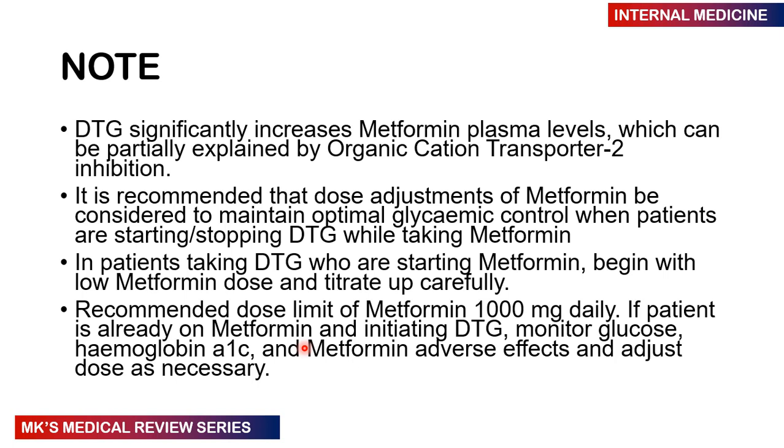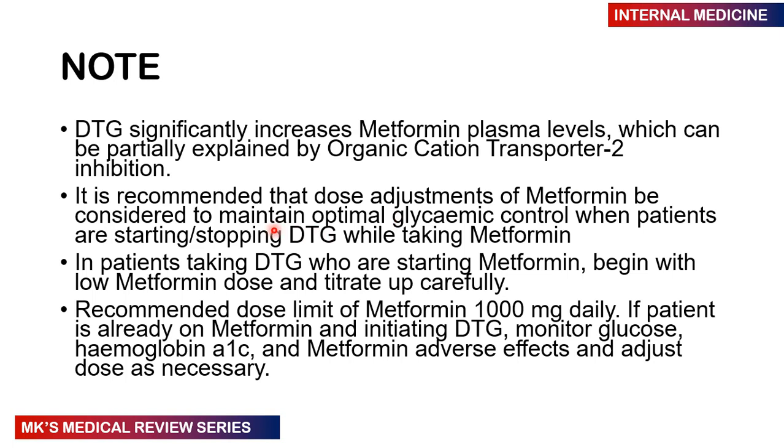Now, dolutegravir significantly also increases metformin levels in plasma, so it means that patients that are on metformin and dolutegravir, there should be an adjustment in the dose of metformin. Why is this so? Partly it's because you have the OCT transporter, your organic cation transporter 2, that is inhibited, such that now there is more metformin that remains in the blood. So it's recommended that we adjust the doses of metformin to actually maintain the optimum control of the sugars when the patient is starting or stopping DTG while taking metformin.